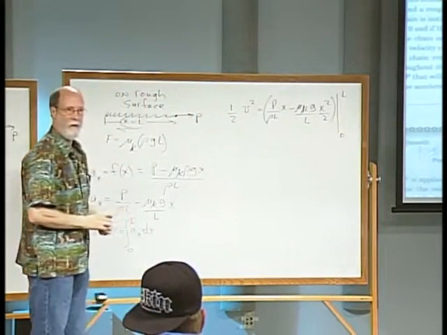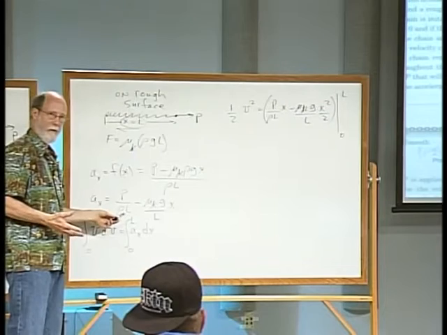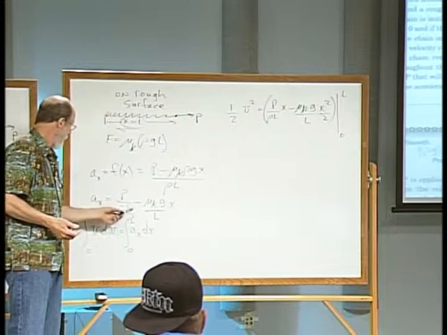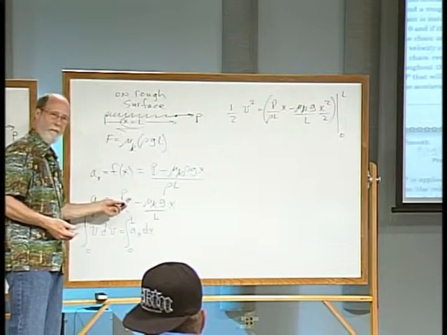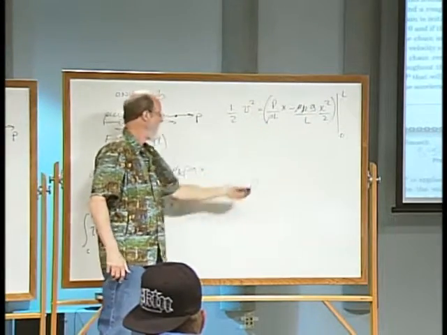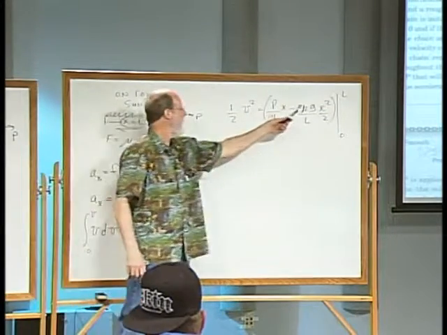Question. Yes, Julie? Why is P over rho L not a constant? It is. Well, it's not part of that other term. Oh, okay. P over rho L is not part of that one. So I just treated it as a separate term up front. And then when we integrate that over x, we get P over rho L x, the first term in our antiderivative here, followed by this linear term being integrated over x becomes quadratic.